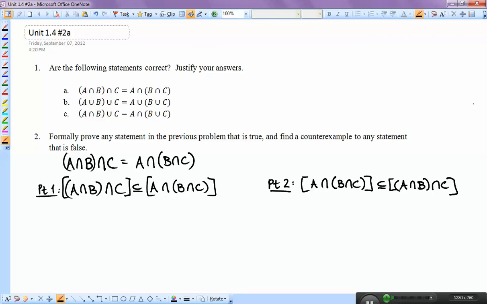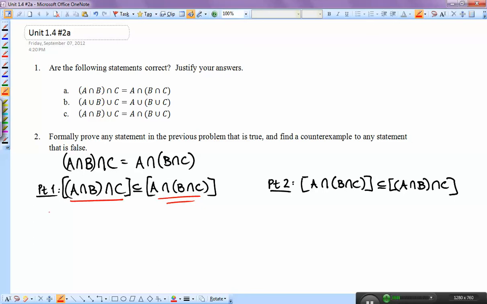So the way that I'm going to do this is you want to pick an element. In part one, you want to pick an element that's in this set and then prove that because it's in that set, it also has to be in the set on the right. And since you're picking a general element, any element you want, if that element's in the first set and it has to be in the second set, then the first set has to be a subset of the second one.